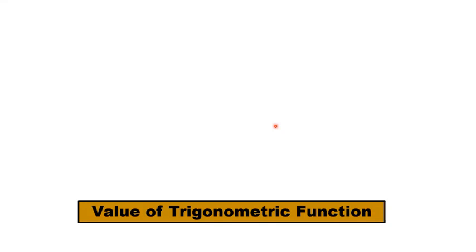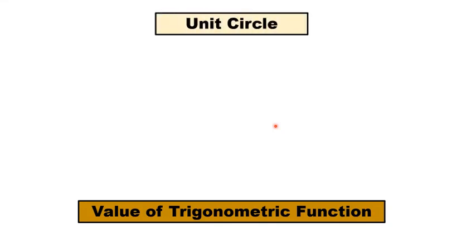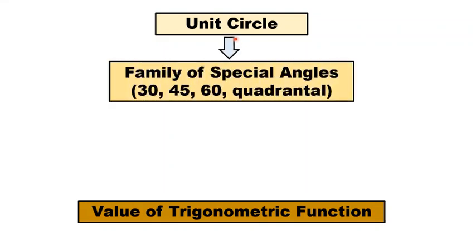So trigonometric functions start with the unit circle. That is why they are also called circular functions. These trigonometric functions, we derive from the unit circle. I'm going to explain that later. After that, we have to know the family of special angles. So we have the family of 30, 45, 60, and quadrantal.